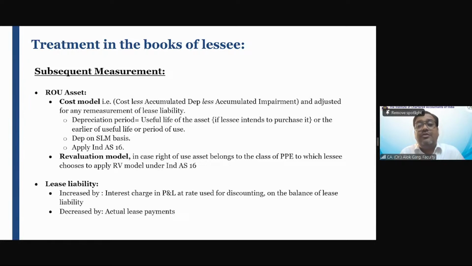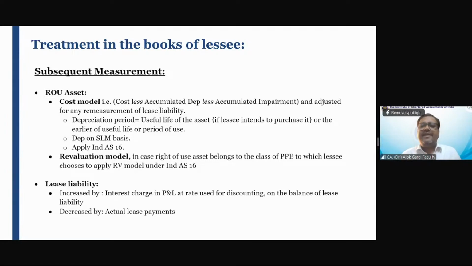Friends, on 31st March, whatever right of use asset you have capitalized, what will you do? You will depreciate. You know that, right? You will depreciate the right of use asset over the period of the lease. Correct? And what will you do with the lease liability? You have to charge interest on the lease liability, and you have to debit the lease liability and pay the lease rent. Correct? This is what you need to do.